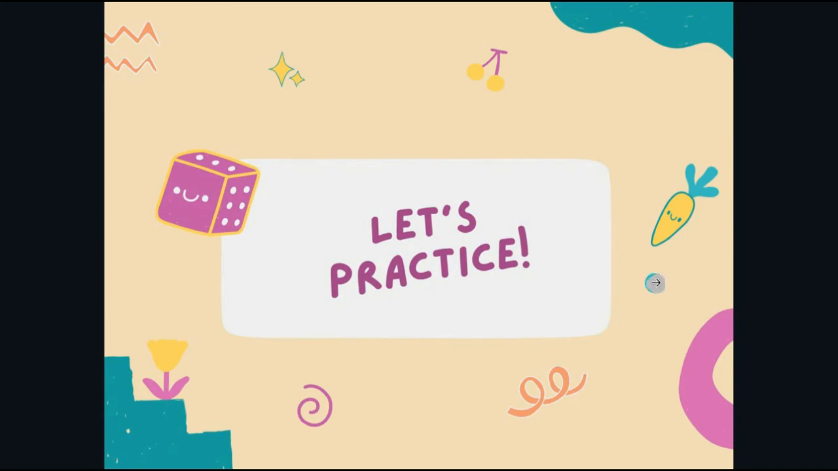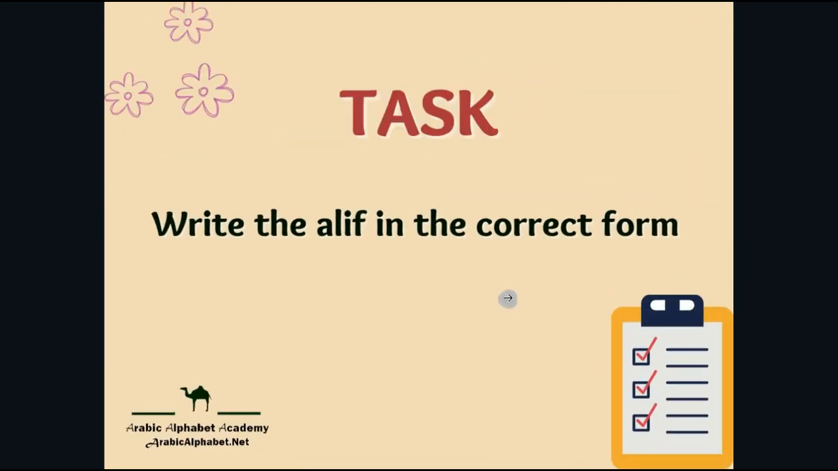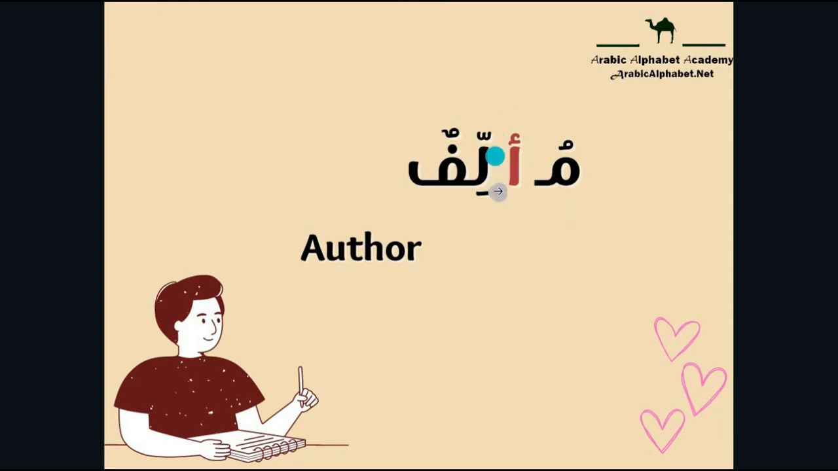Now, let's practice. We will do the following. I will show some words with the Hamza on Alif in the general form, and then we need to say which is the correct form of that Hamza. Let's see the first example to understand better. We have here this word. We need to change this Alif into the right form according to the rules we have seen.